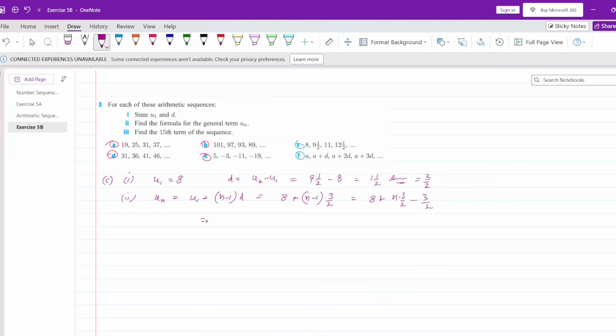And if we solve it, we get 8 minus 3/2 plus 3n/2. Solving it further, we get 16 minus 3, that is 13/2 plus 3n/2, or (13 plus 3n)/2. This is the formula for the general term.